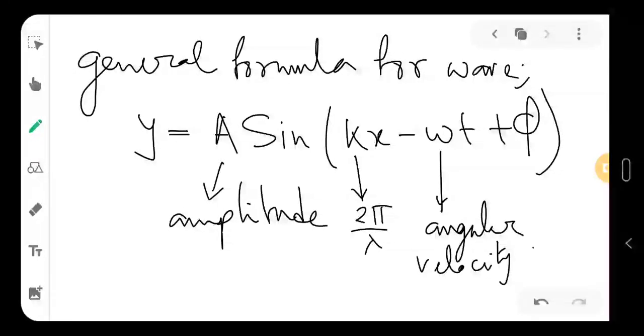This is the time when you want to know the y, and this is your phase. Now this is something which is really important. What is a phase? So phase is nothing but your starting point, you can say. So this is the general formula for wave.